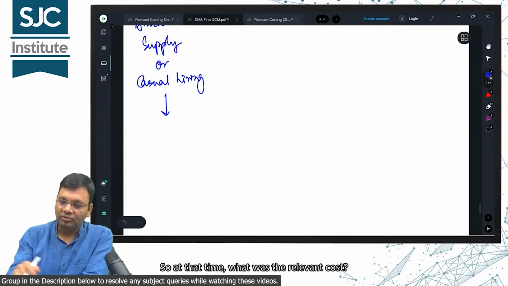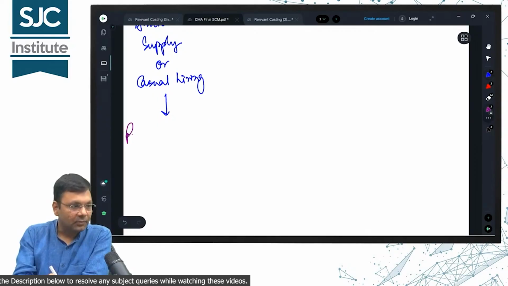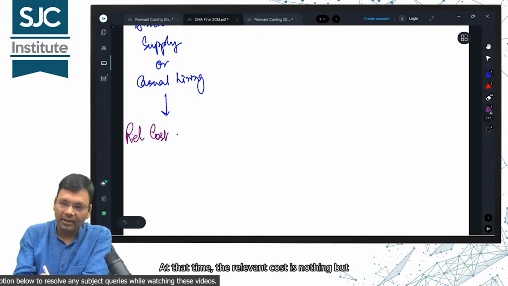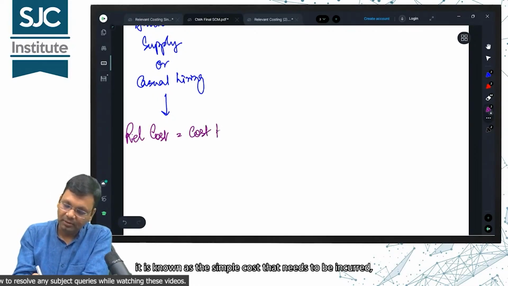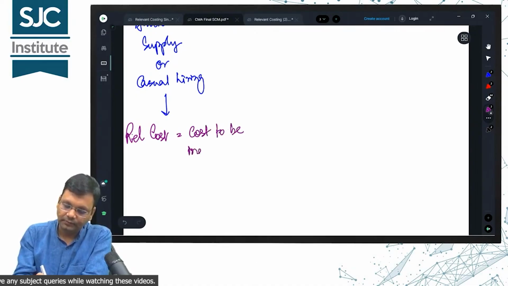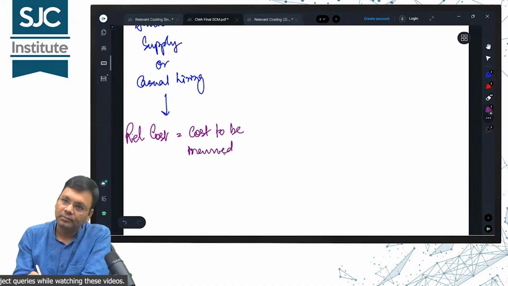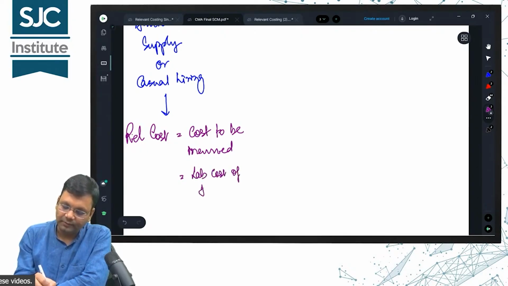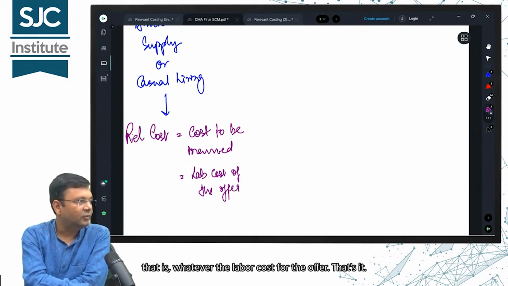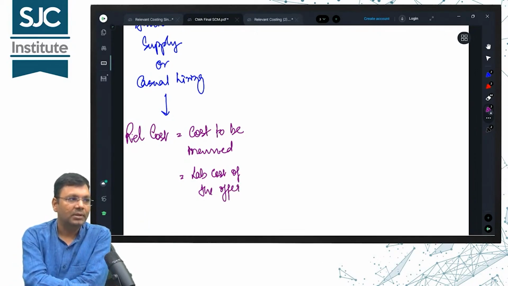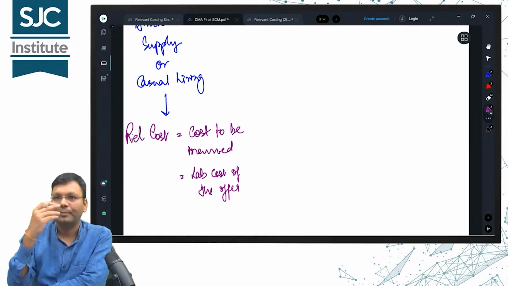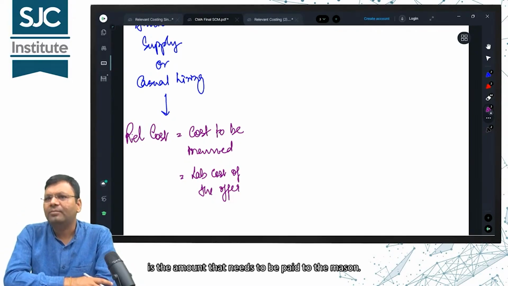So at that time, what was the relevant cost? The relevant cost is nothing but the simple cost that needs to be incurred, which is nothing but the labor cost of the offer. Labor cost of the offer is the amount that needs to be paid to the mason.